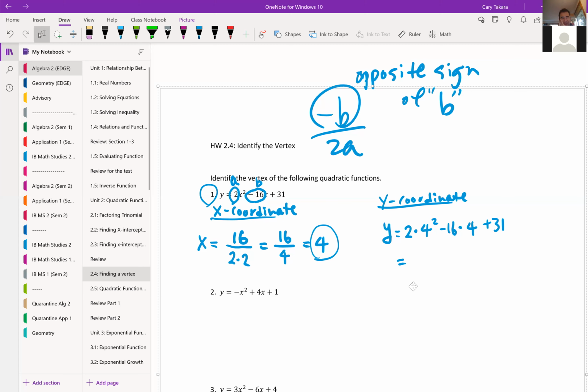Is everybody participating? Is everybody working on this?